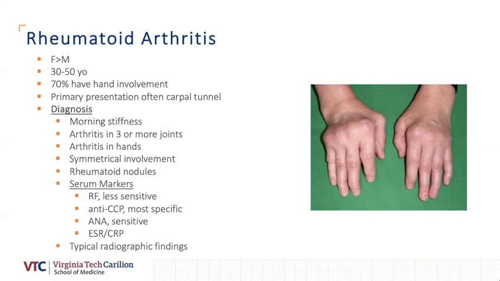So rheumatoid arthritis is diagnosed with a constellation of symptoms and labs. There's no one simple finding or one simple lab test that will diagnose it. So a combination of morning stiffness, arthritis in 3 or more joints, arthritis in the hands, symmetrical involvement, rheumatoid nodules, and then for labs, they might have rheumatoid factor, although it's not very sensitive. Anti-CCP is the most specific lab finding. ANA is sensitive but not specific. Then they'll have elevated inflammation markers. And then you'll also see the typical radiographic findings of rheumatoid arthritis.